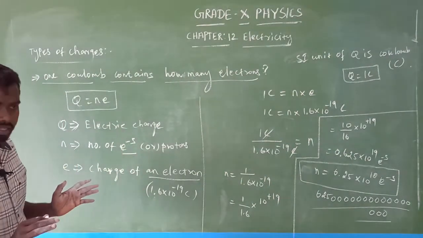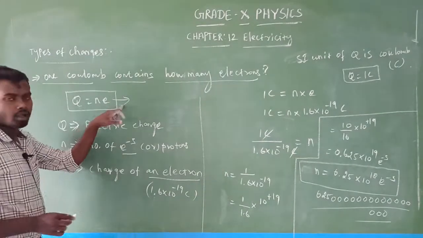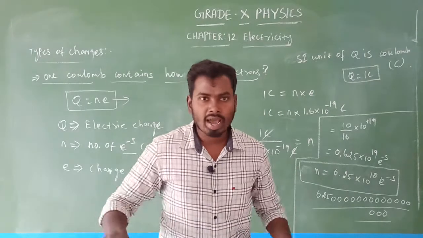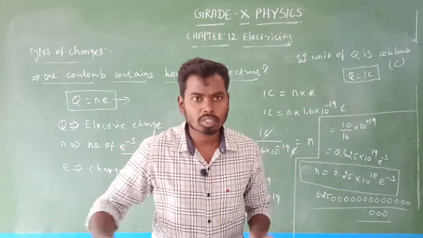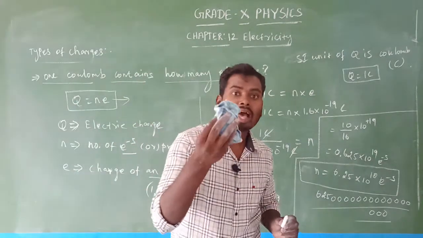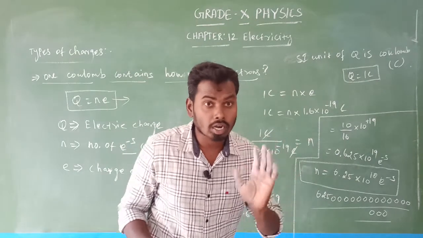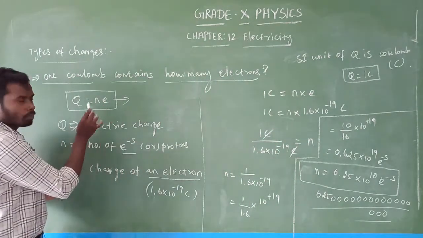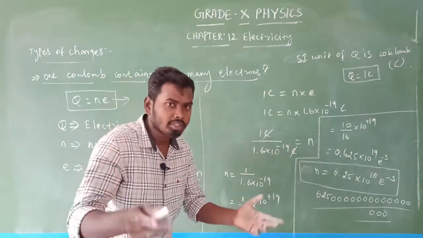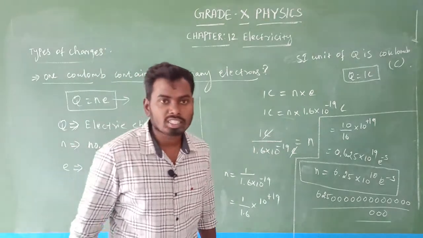Okay, students, note this point, this is a very important formula. We already know every object has some charge. This table has some charge, this pencil has some charge, this cloth has some charge. Every object has some charge. If you know the number of electrons present in any object, you can find out the charge of that object.